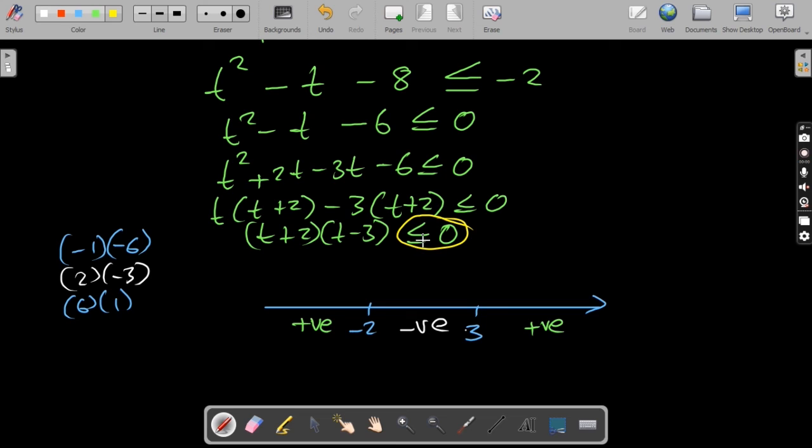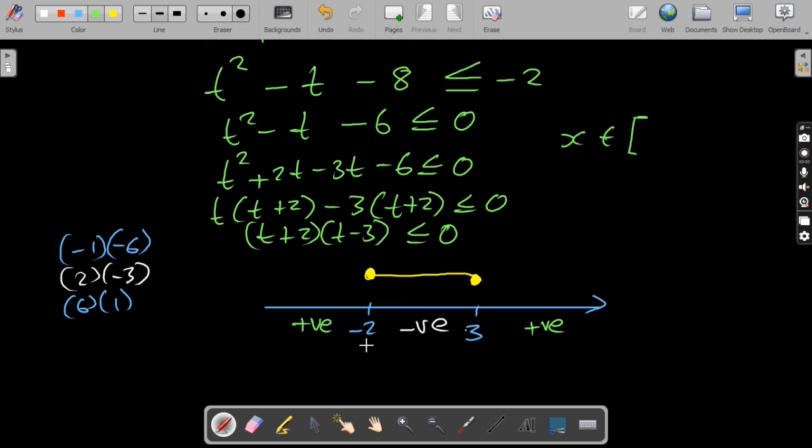We're looking for regions which are less than or equal to 0, and critical values are points where we have a 0. So we're going to include these critical values, and as you can see, this is the region where we have a negative. So we're going to have shaded dots in this case to show that -2 and 3 are also included in the answer. And if you were to write your answer down, it would be x is an element of -2 to 3 included. But now remember that we're dealing with time.